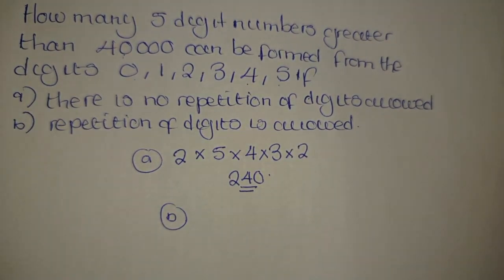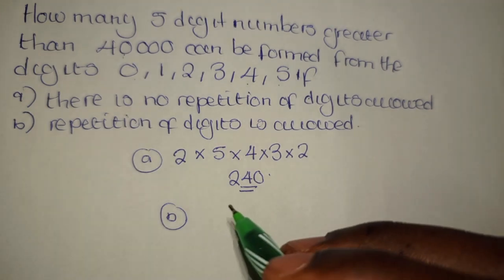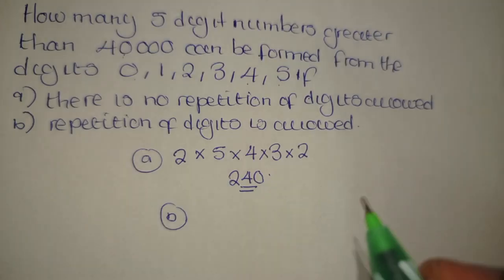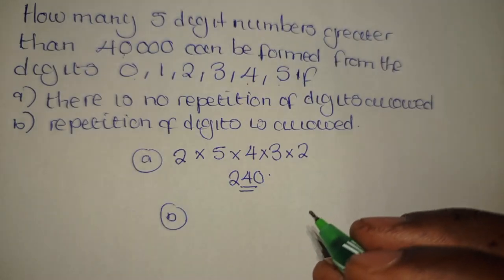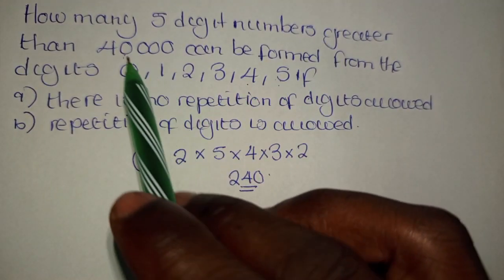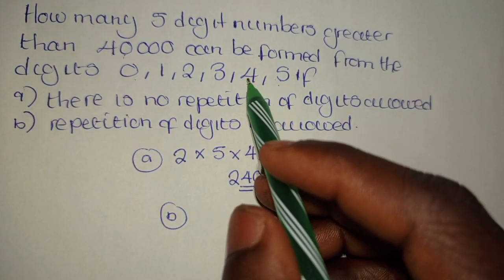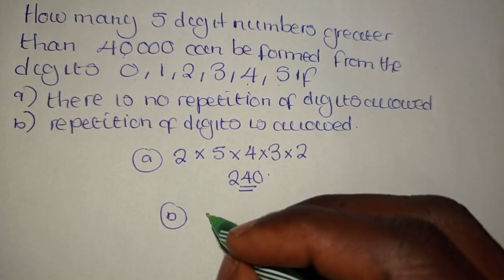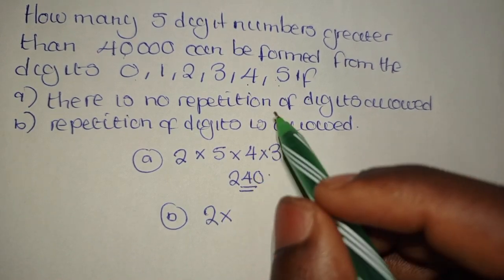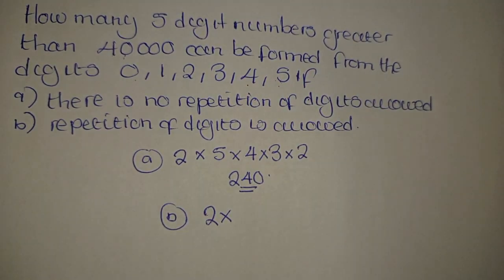But our (b) says if repetition of digits is allowed. So if repetition of digits is allowed, it means you can use the number again. In this case, remember, the first place can still only be occupied with how many numbers? 2, which is 4 and 5, because you want a number greater than 40,000. But if you use one of these, you can still reuse it.